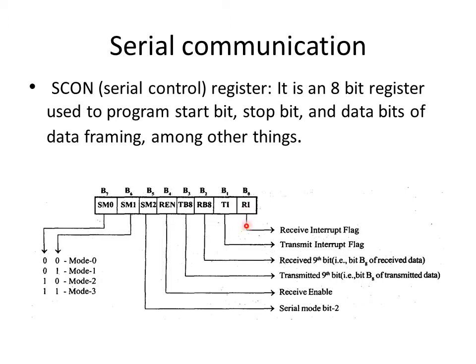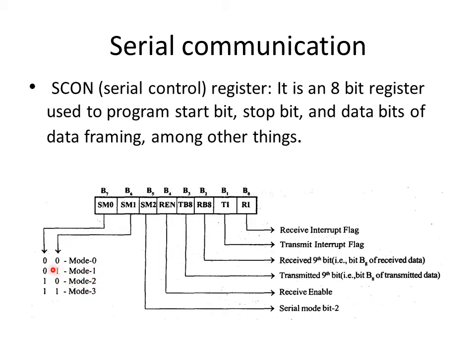First is RI, that is receive interrupt flag. Next is TI, transmit interrupt flag. Then RB8, received ninth bit, that is bit B8 of received data. TB8, transmitted ninth bit, that is bit B8 of transmitted data. Then REN, receive enable. SM2, serial mode bit 2. Then SM0 and SM1 are used to operate the modes: mode 0, mode 1, mode 2, mode 3.